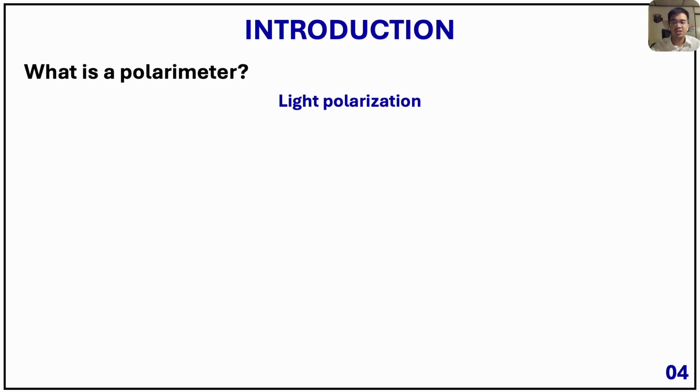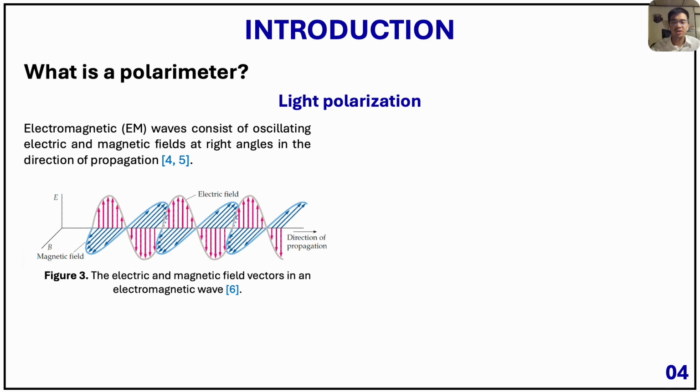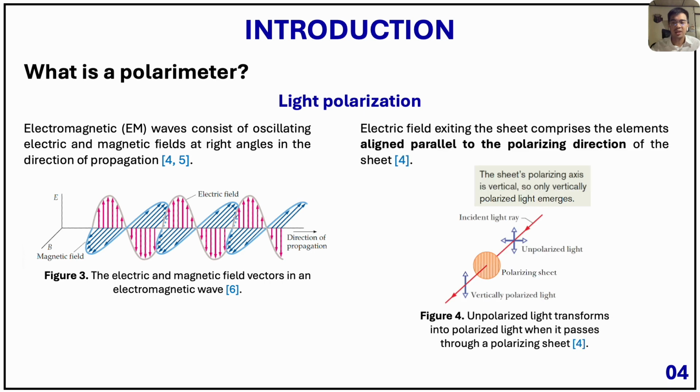Let's start with light polarization. From high school physics, we know that EM wave consists of oscillating electric and magnetic fields perpendicular to the direction of propagation. When light is directed through a polarizer, electric field components align in a particular direction. The electric field of the light exiting the sheet comprises solely the elements aligned parallel to the polarizing direction.